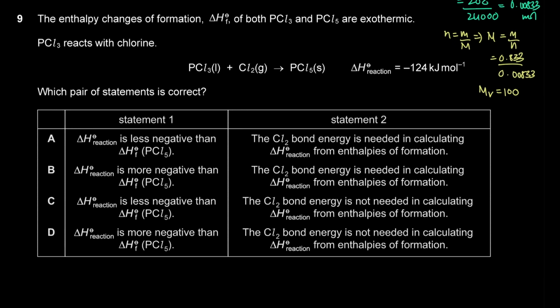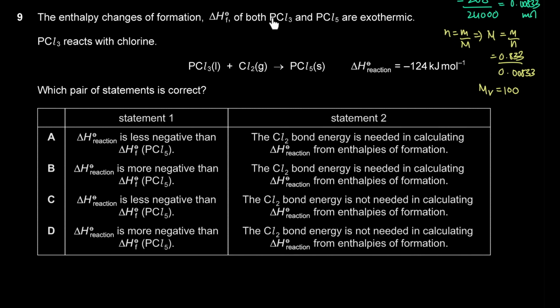The enthalpy change of formation of both PCl3 and PCl5 are exothermic. PCl3 reacts with chlorine. Which pair of statements is correct? Statement 1: Delta H reaction is less negative than the enthalpy change of formation of PCl5. And statement 2 says the Cl2 bond energy is needed in calculating delta H reaction from enthalpies of formation.